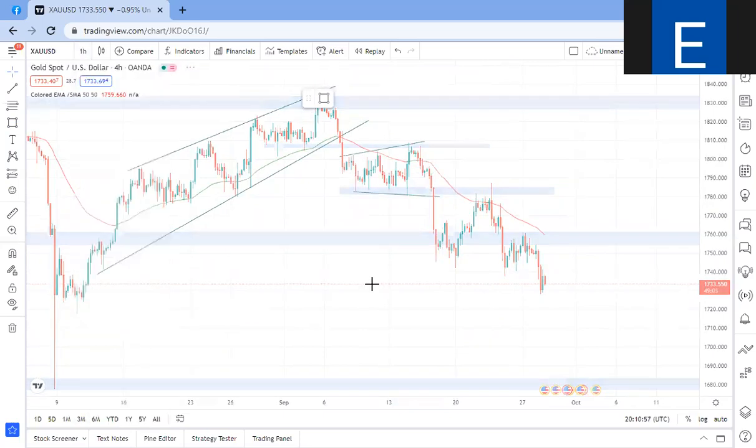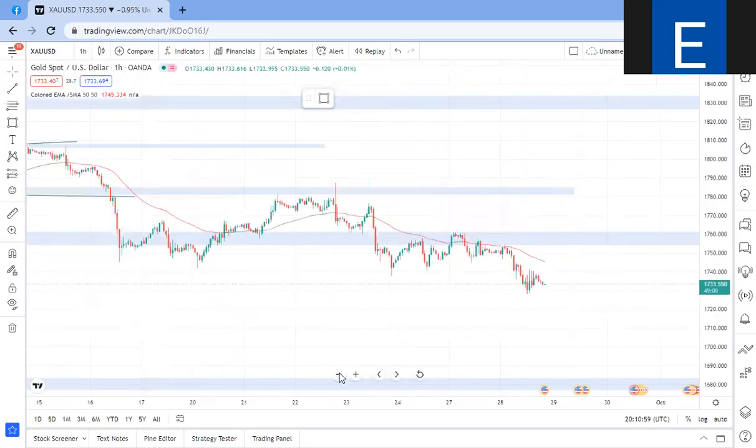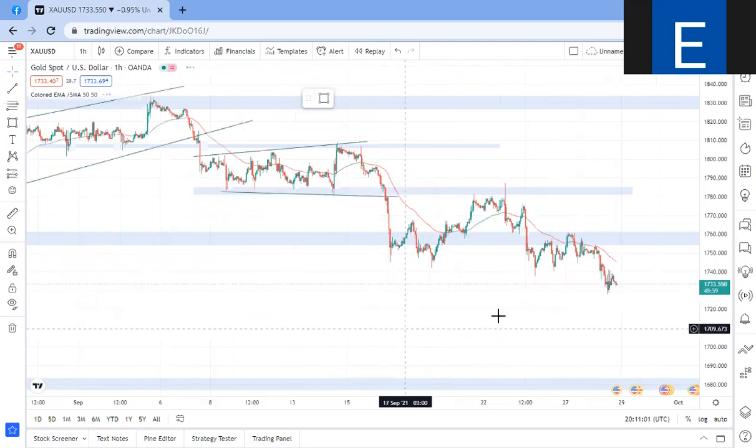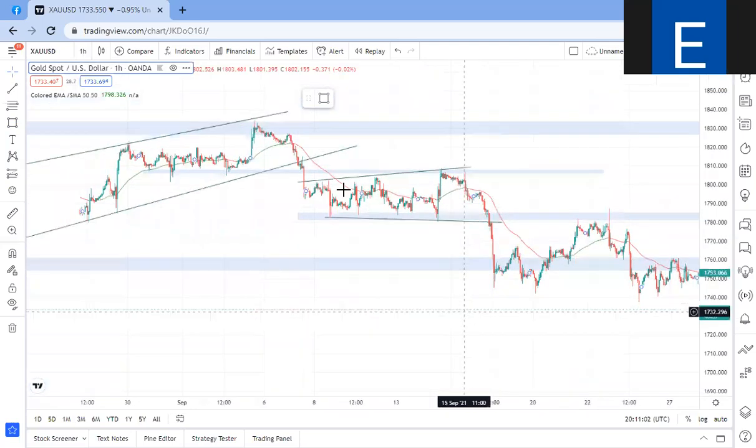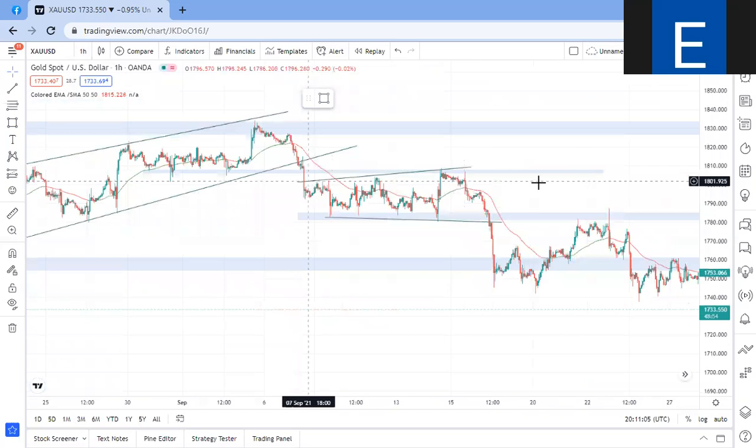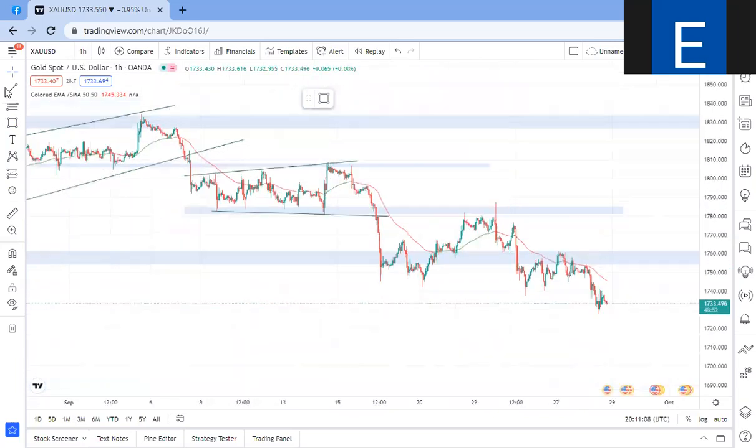Let me go down to the 1 hour time frame and zoom out a little bit. You can see the pattern even clearly on the 1 hour time frame. And see how the patterns are forming.